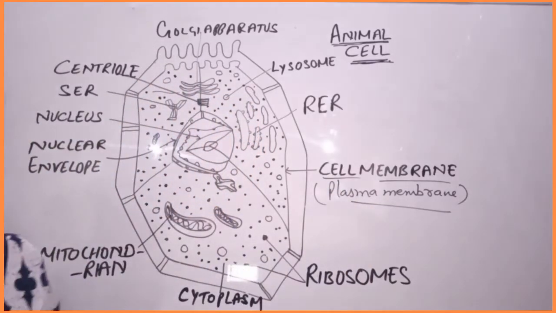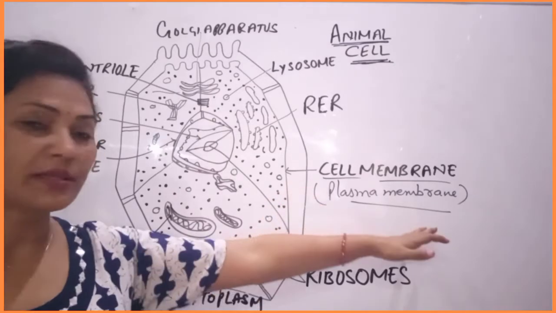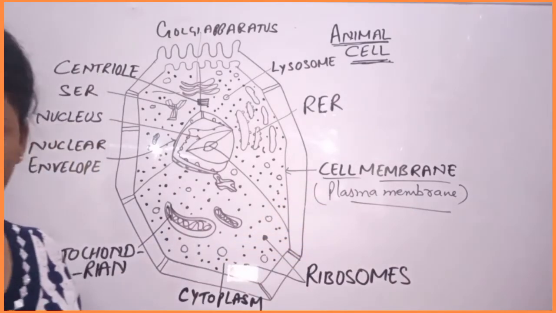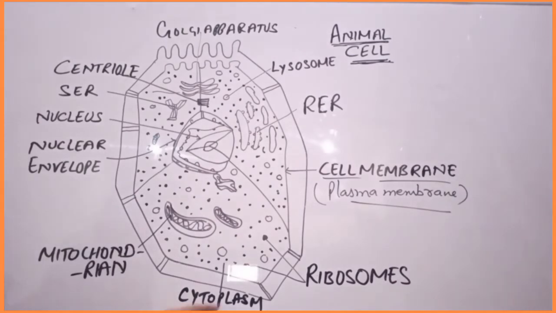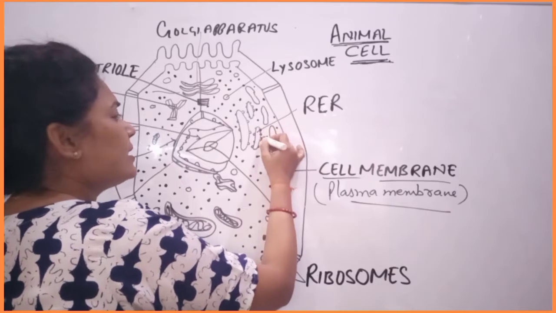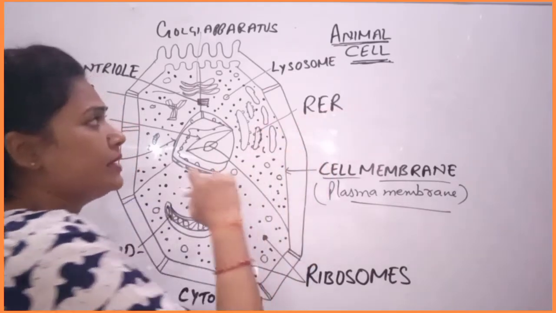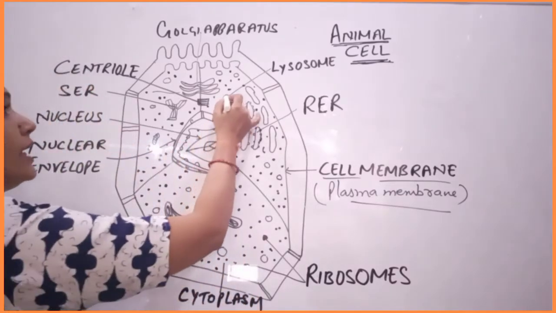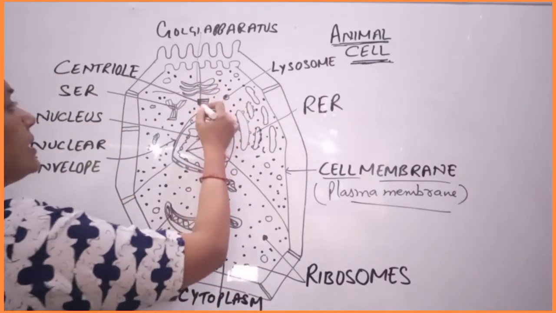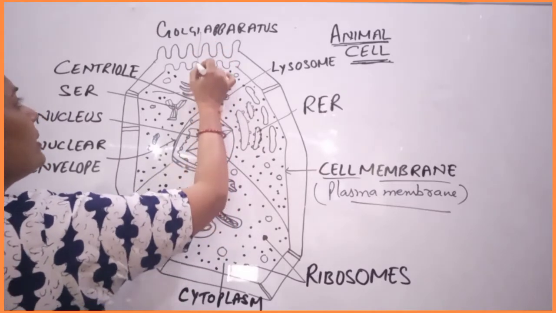Plasma membrane is the outermost membrane of the cell, and it protects and separates the cell from the surrounding. Next is this RER, rough ER, it contains the ribosomes. So these are the rough endoplasmic reticulum. These are the lysosomes. These are the Golgi apparatus. Got it? These are Golgi apparatus.